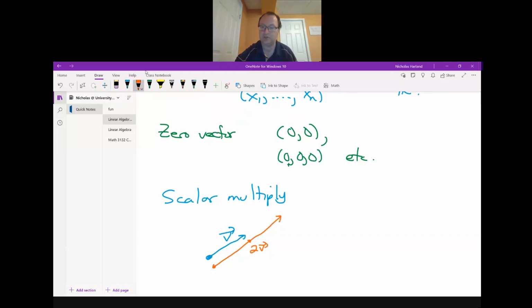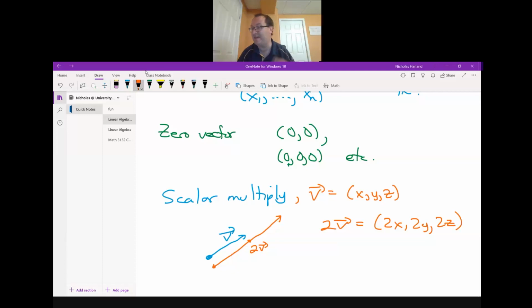Or, if v is equal to x, y, z, then 2v would be, we're doubling the length in the x direction, doubling the length in the y. If it's in R3, doubling the length in the z. If we're in Rn, we just multiply everything by 2. But it doubles the length, but keeps the direction the same. If we wanted to do 3v, we triple the length.